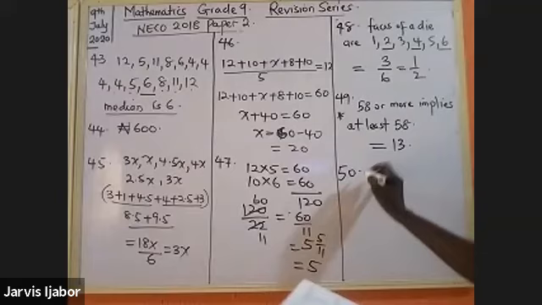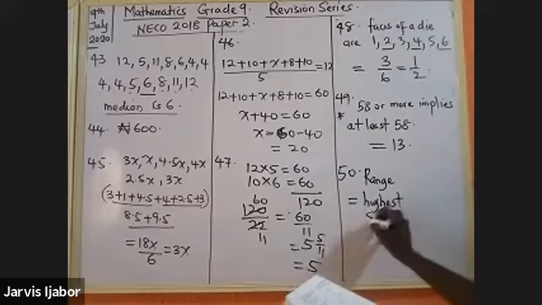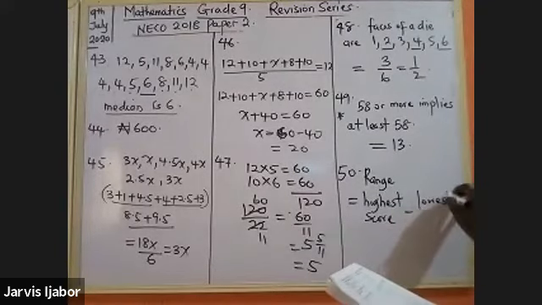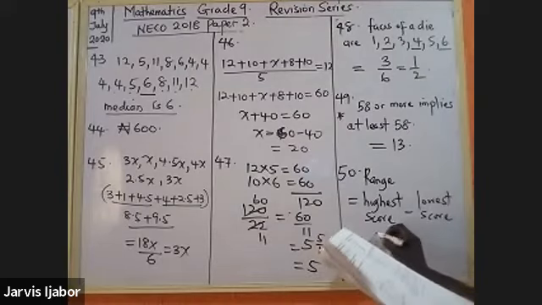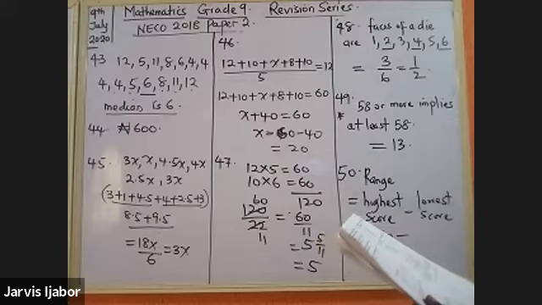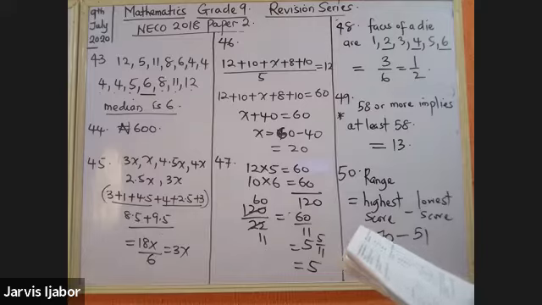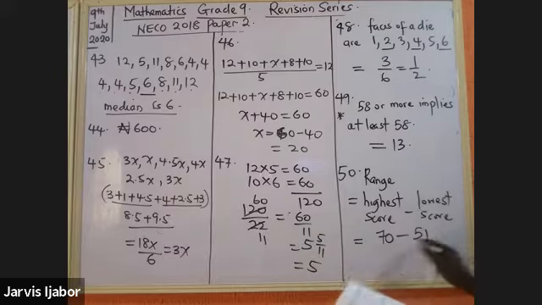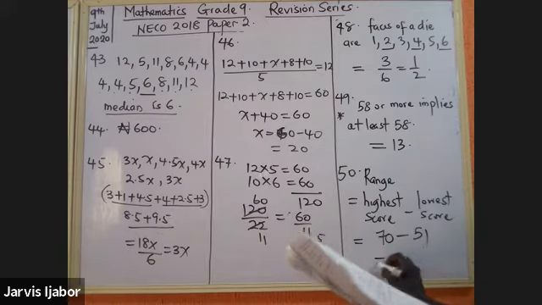What is the range? The range is equal to highest score minus lowest. The highest score in this arrangement I'm seeing here is 70, and the lowest I'm seeing is 51. Let me count that again. 1, 2, 3, 4, 5, 6, 7, 8, 9, 10, 11, 12, 13. Okay, I'm right. So the highest score is 70, and the lowest score there is 51. Please confirm for me, and that will give me 19.